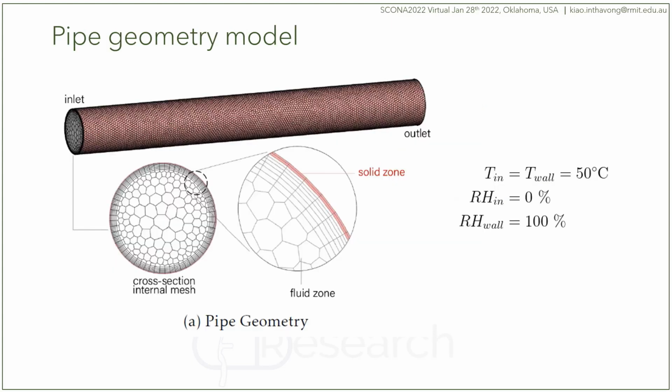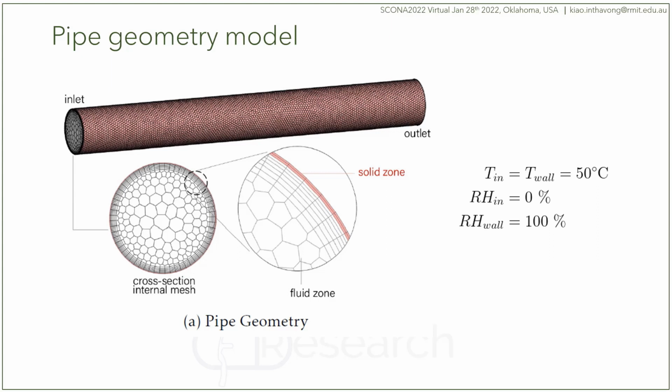The wet surface model was first applied to a pipe geometry to verify its performance and to highlight the influence of latent heat of evaporation. For this test case, the inlet temperature is set to be the same as the wall temperature, suggesting sensible heat transfer is negligible as there is no temperature difference. The relative humidity is set to 0% at the inlet, while the pipe wall is fully saturated. These settings mimic an evaporative cooling process, otherwise known as an adiabatic saturation process.